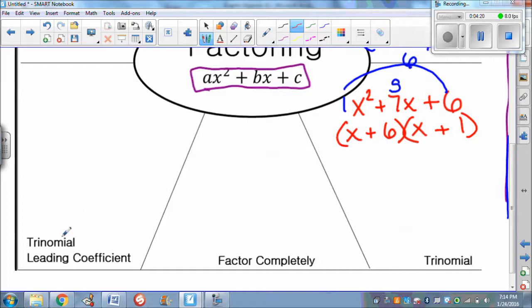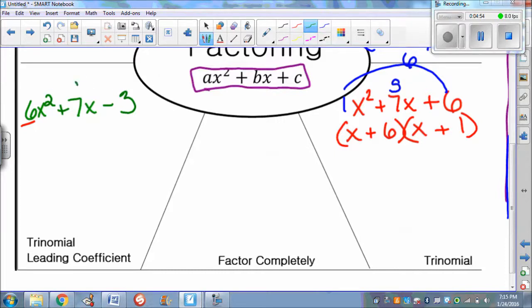Then we came across trinomials with a leading coefficient, meaning that a, back up in our general formula, was something other than 1. So what if I had a trinomial that looked like this: 6x squared plus 7x minus 3? Well, all of a sudden that 6 in the front makes this a little bit of a game changer. Not too much, but it makes our life a little bit more difficult to factor this.